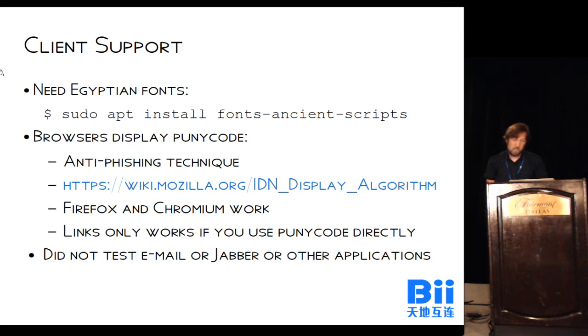So you can paste in the Unicode version, and then it will get converted to the IDN form, and you see the Unicode version in the web browser. But unfortunately, with Lynx, the text mode browser, you have to use the Unicode version. That's a bit of a bummer. And I didn't test email or Jabber or any other type of thing. So I just went for the web stuff.